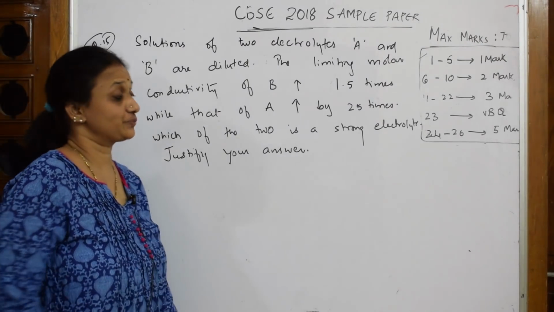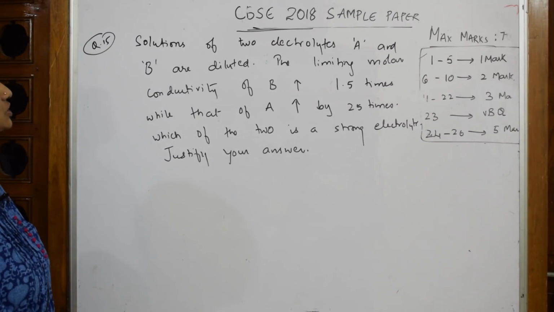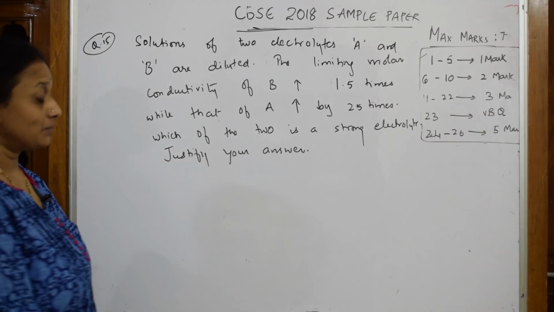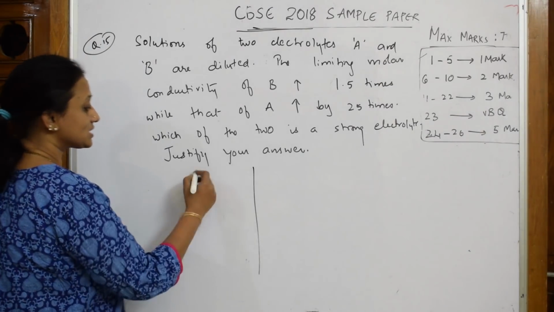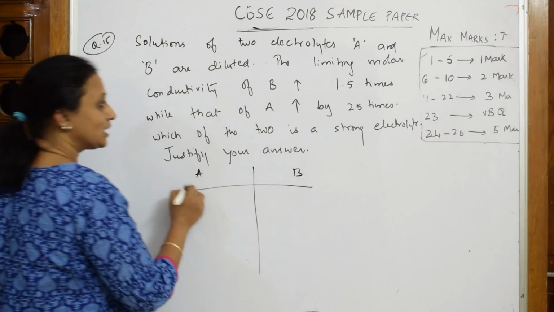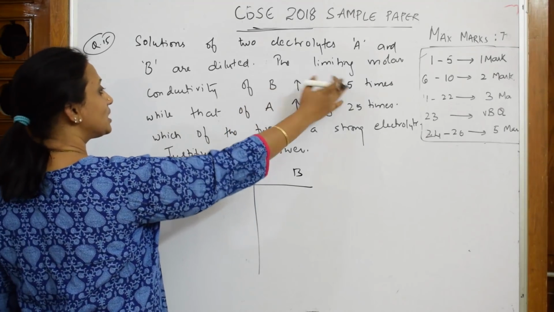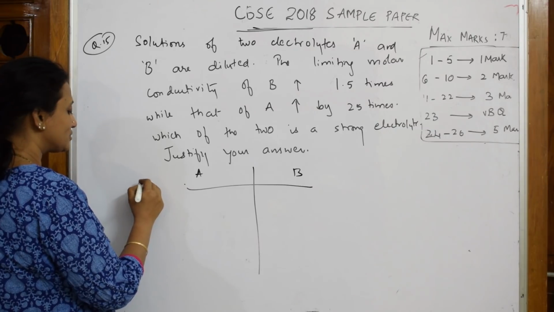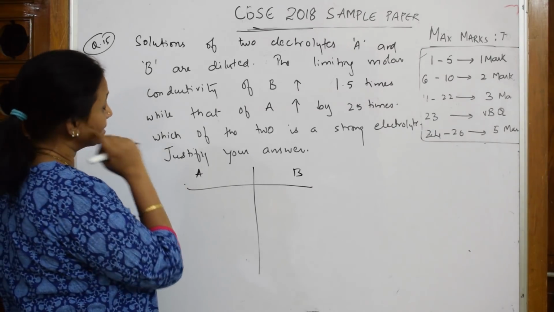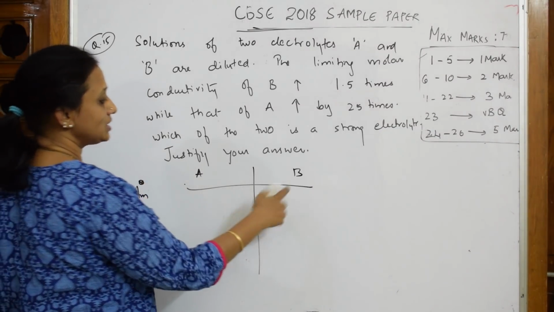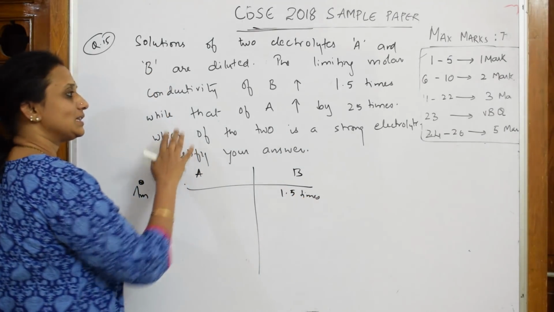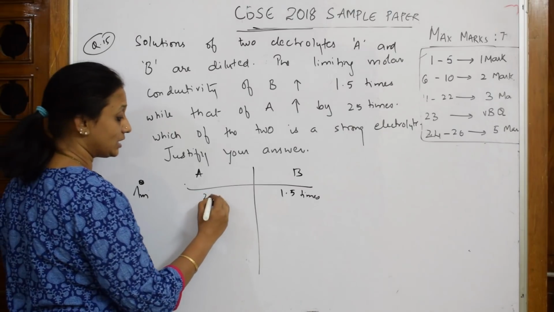Right, let's see this question. Easy question now. What do they give us? Solutions of two electrolytes A and B are diluted. Okay, both are diluted, it seems. But here on dilution, what is observed? This is A, this is B. Okay. Now, they said the limiting molar conductivity of B has increased by 1.5 times, while that of A has increased by 25 times, it seems.